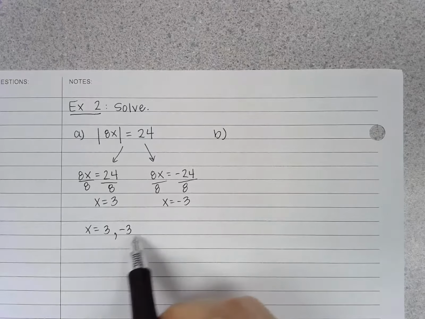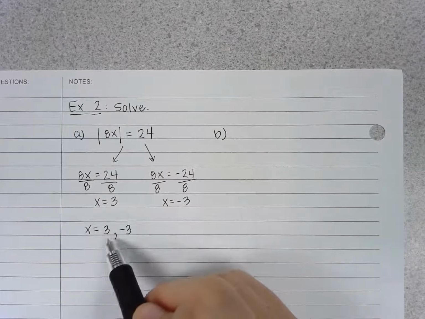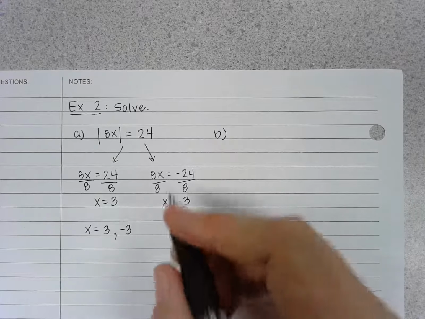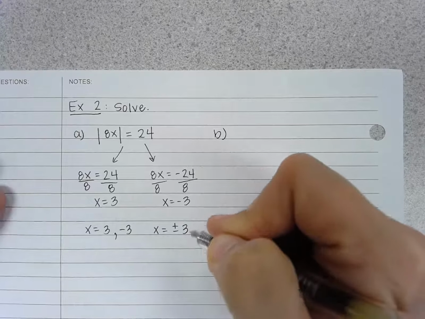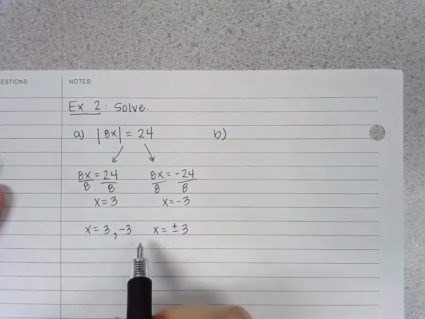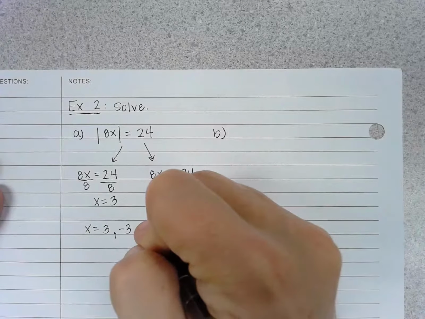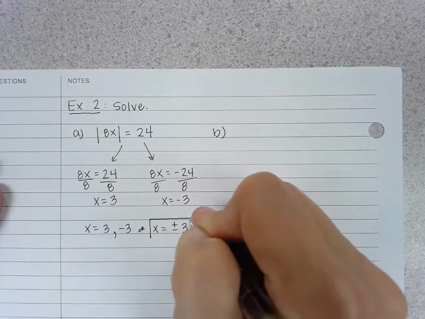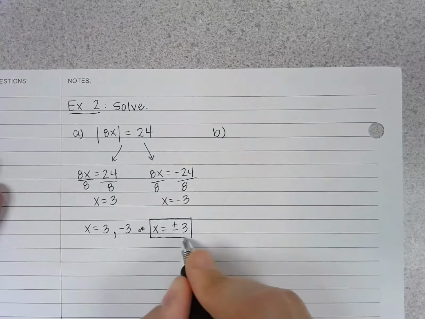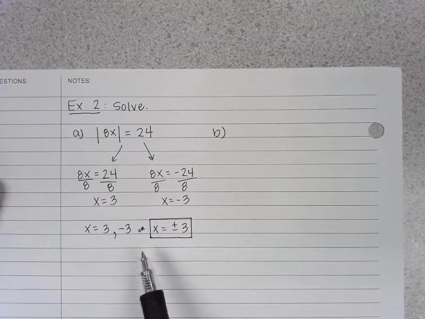If I write them out like this, I'm not going to put parentheses around them because this is not an ordered pair. But remember, you could also write it like this too, x equals plus or minus 3. You don't have to write both of these ways. So let's put the word or in the middle. You just have to write it one of these ways. A lot of times you're going to see it written like this, so let's put the box around this one. But remember that these are both the same thing.